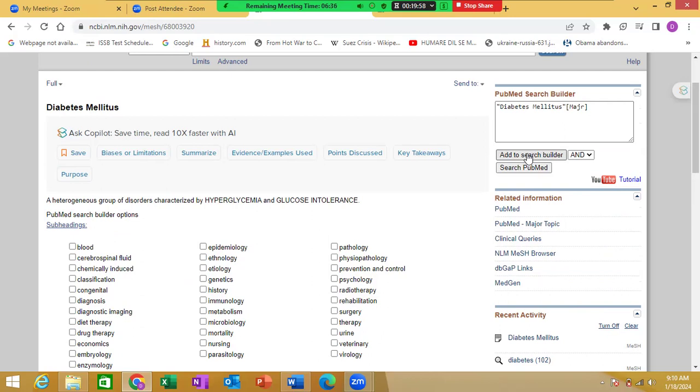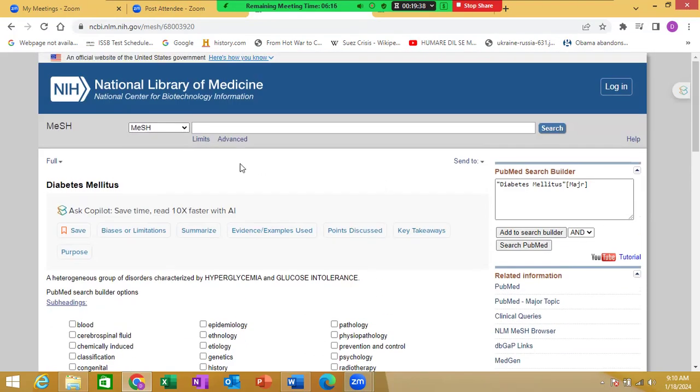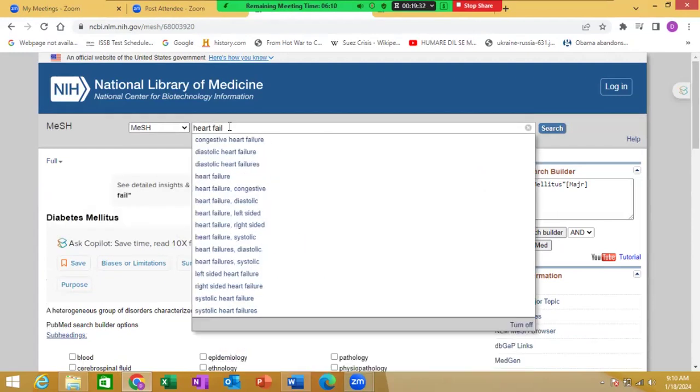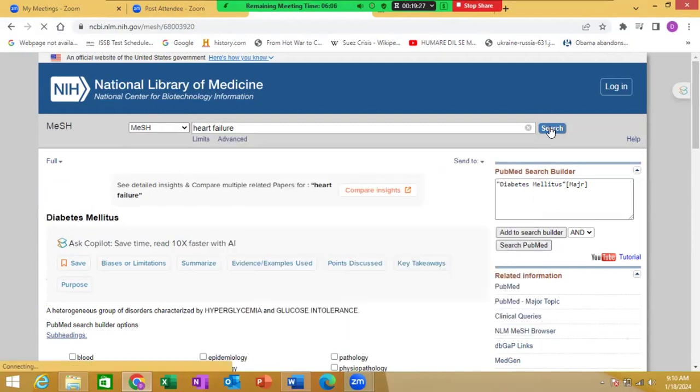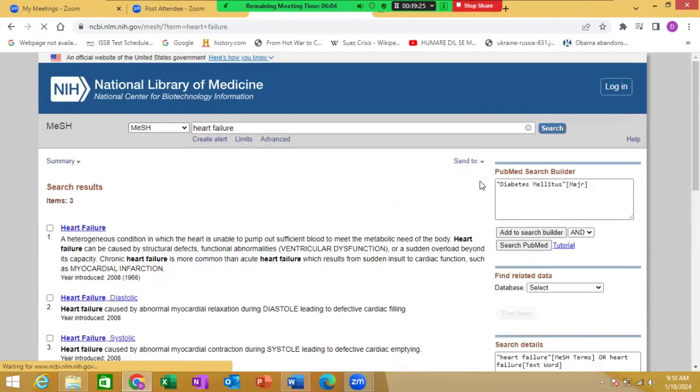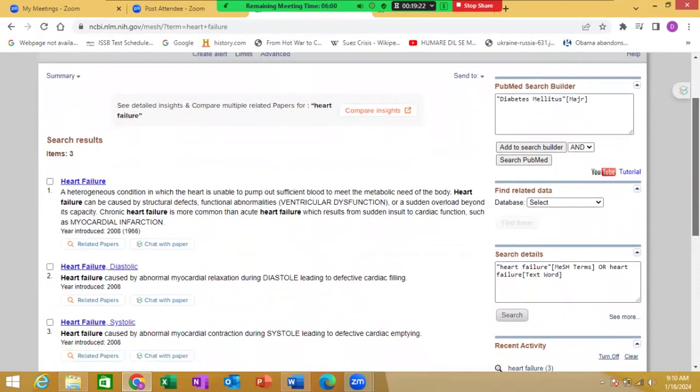Okay, so this is how your MeSH works. The second term is heart failure. Again, there are different terms for heart failure.